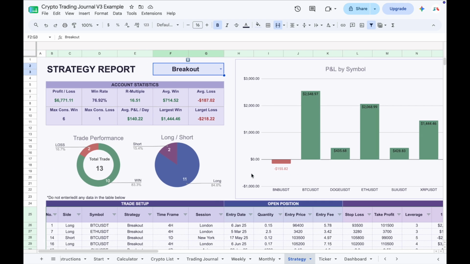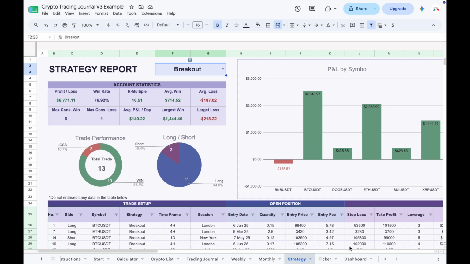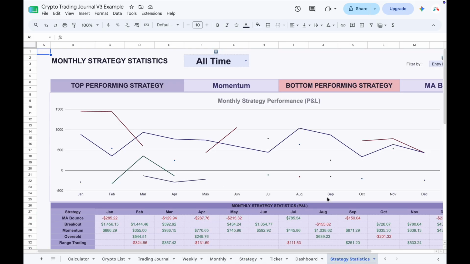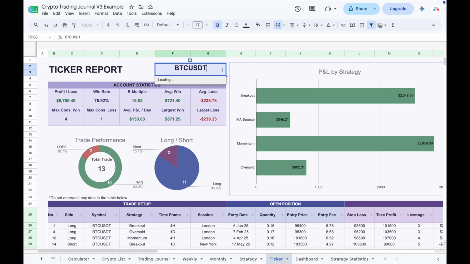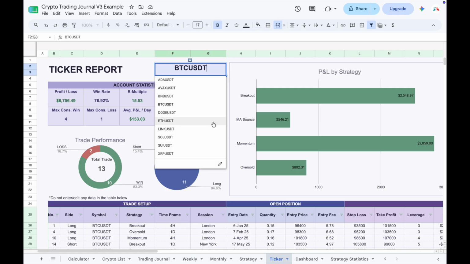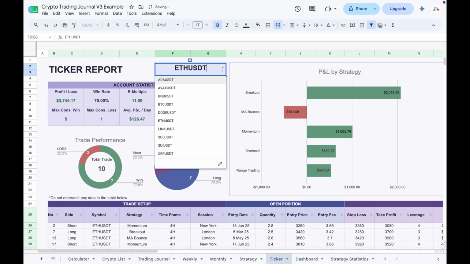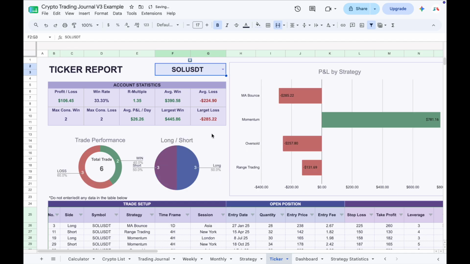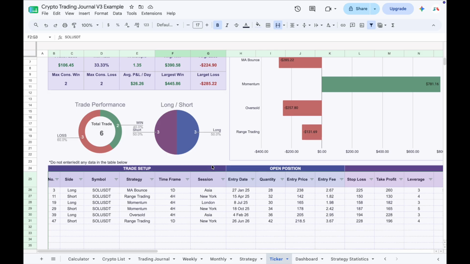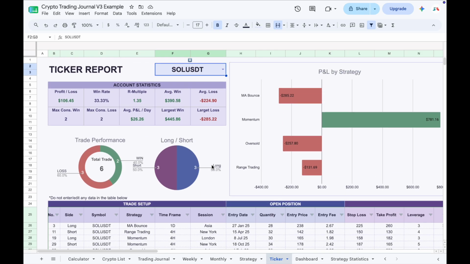And if you're testing multiple strategies at the same time, the monthly statistics page lets you compare their performance side by side. You can also evaluate your performance by individual crypto. Select a symbol like BTCUSDT, ETHUSDT, or SOLUSDT, and the journal displays every trade you've taken on that market. You'll immediately see your total profit, R multiple, win rate, average winner, average loser, and other useful statistics. This makes it easy to identify which markets suit your trading style and which ones may be costing you money.